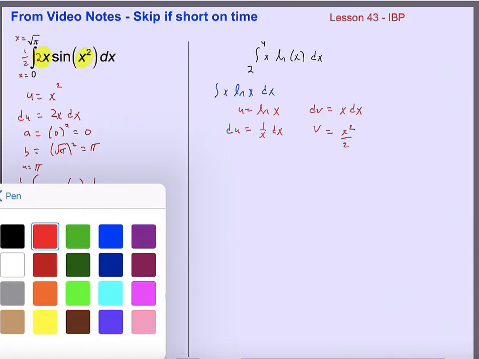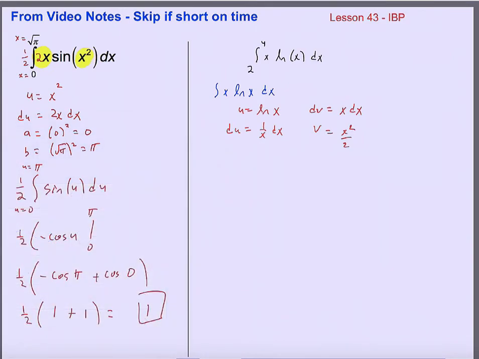And so now we can apply that to our antiderivative. The antiderivative of x times the ln of x with respect to x is equal to uv. Don't be thrown off by how confusing that looks. It doesn't end up being too hard in the end. Minus the integral of v du.